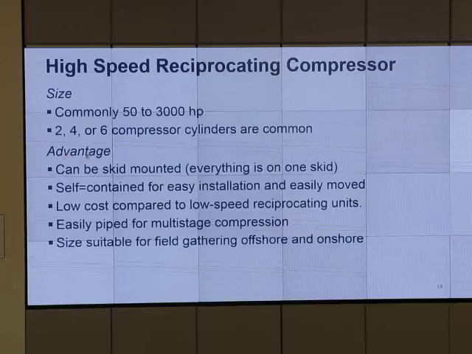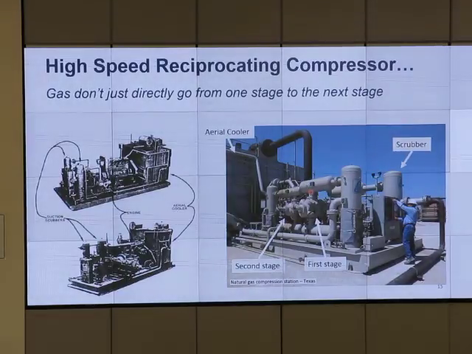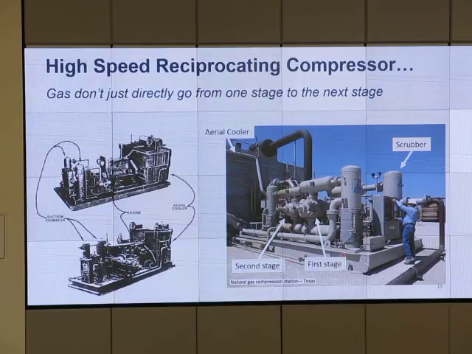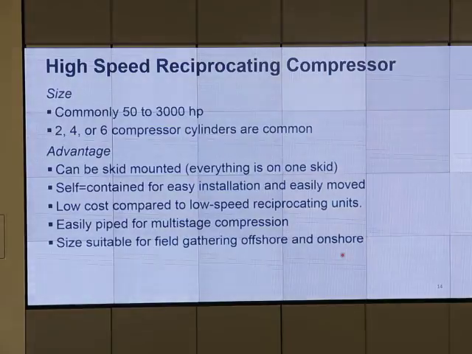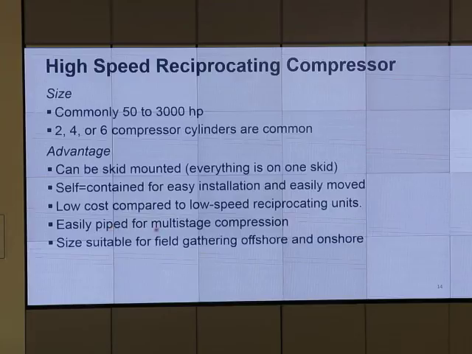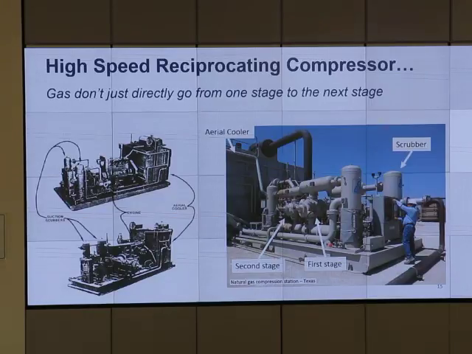So for high speed, we can skid mount everything on one skid. Self-contained for easy installation and easily moved. When we say easily moved, it costs quite a lot, okay? Think about the truck that can put this thing on, has to be huge. But we can move it around, okay? That's a separable unit that is on one skid. Easily piped for multi-stage compression, size suitable for fuel gathering offshore and onshore, okay? It looks like that.